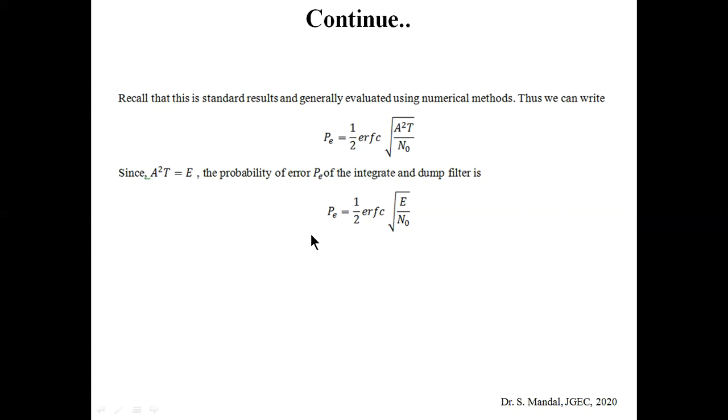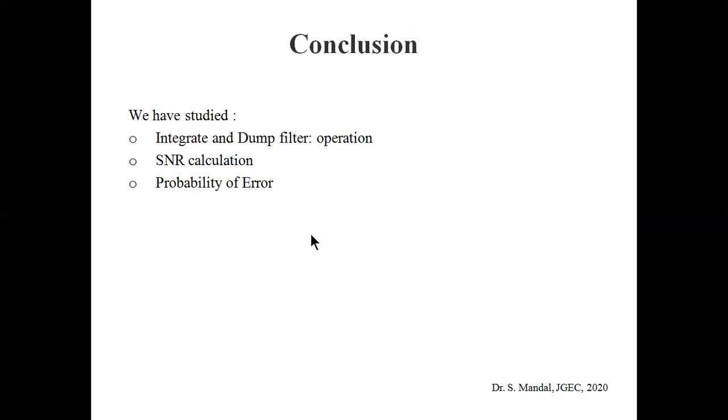So that is the value of the probability of error. Is it clear? So what have we studied in this class? We have studied the operation of the integrate and dump filter receiver, what its function is, and moreover we have also calculated the SNR and found the probability of error.